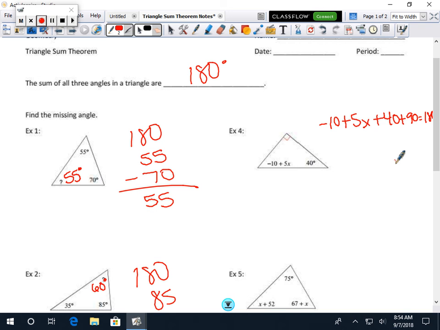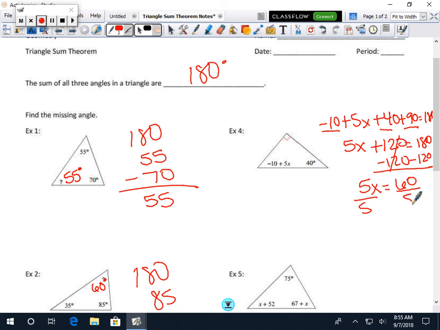We're going to combine the like terms that we do have. Negative 10 plus 40 plus 90 would give me a positive 120. So I bring down 5x plus 120 equals 180. To solve for x, subtract 120 from both sides. 5x would then be equal to 180 minus 120, which gives me 60. Divide both sides by 5, and we get x is equal to 12.